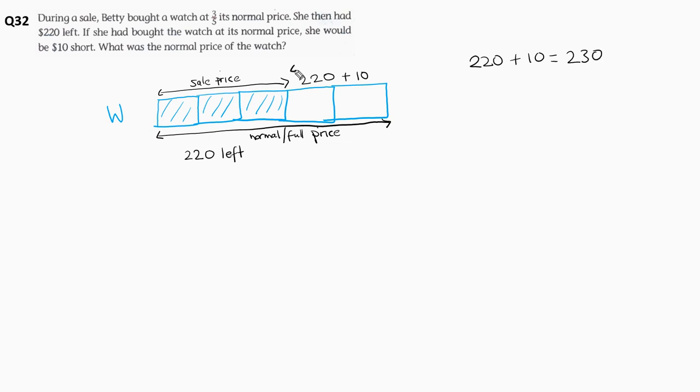So we know that these 2/5 here have a value of 230. And if we divide 230 by 2, we get 115. And that is the value. I'm going to change my color just because I can. That's 115, and that's 115. And if these are 115, so are these. Okay. All right.